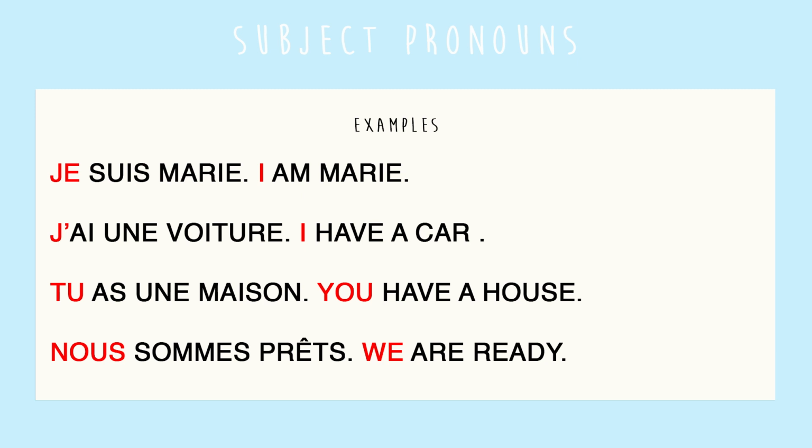J'ai une voiture and tu as une maison. The verb used is avoir, to have. However, the structure of the verb changes according to the subject used.